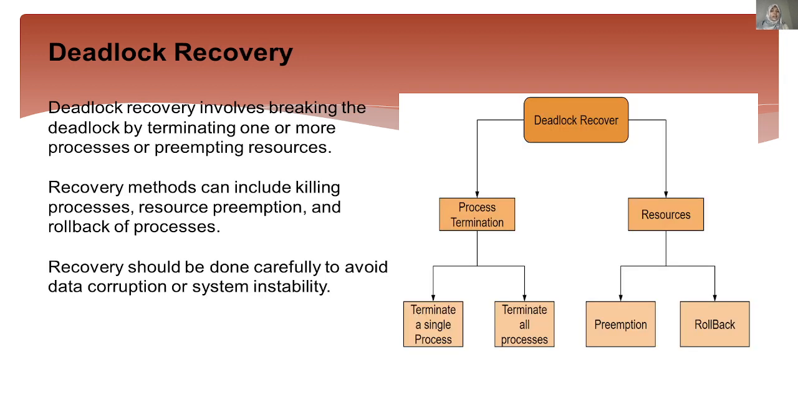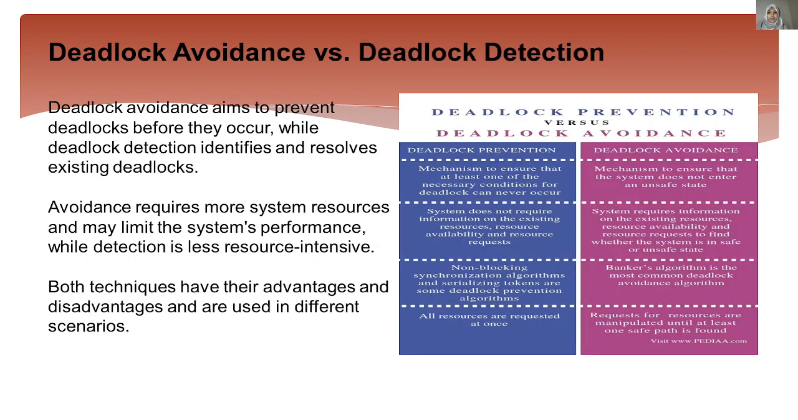Deadlock recovery. Deadlock recovery involves breaking the deadlock by terminating one or more processes or preempting resources. Recovery methods can include killing processes, resource preemption, and rollback of processes. Recovery should be done carefully to avoid data corruption or system instability. As we can look into the picture, in deadlock recovery, process termination terminates a single process or all processes, wherein resource preemption and rollback undergo in resources.